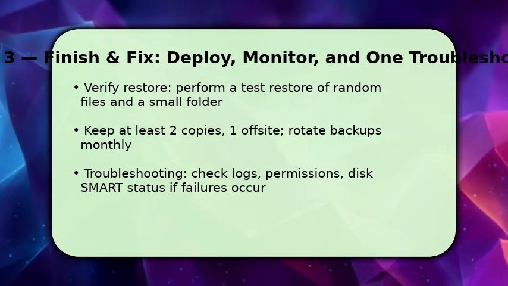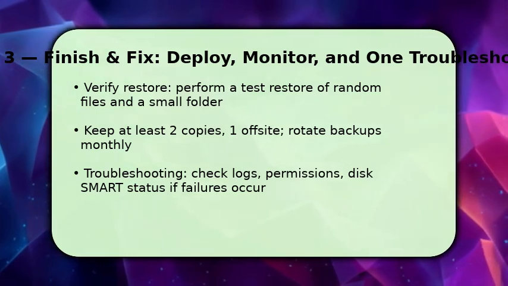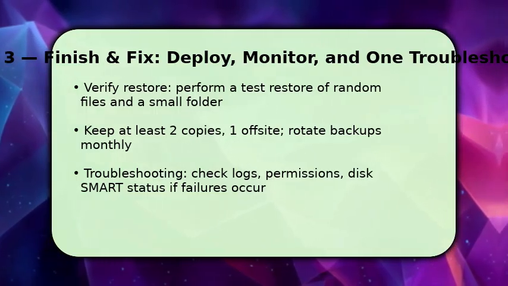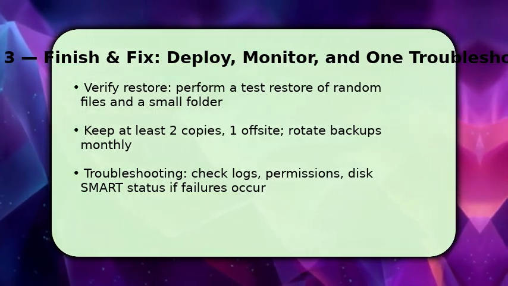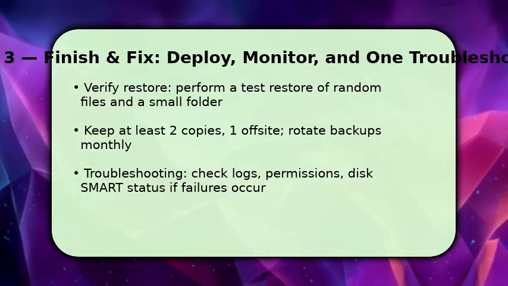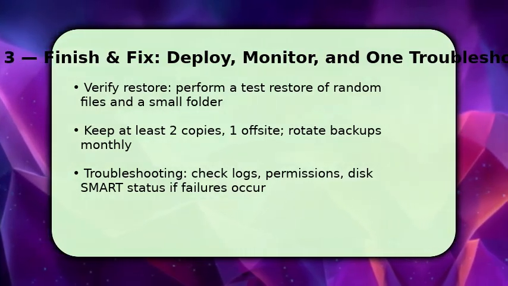Finish by validating what you saved. Perform a test restore of several random files and one complete folder to confirm integrity. Once confirmed, set a retention policy. Keep at least 2 copies with one offsite or cloud and rotate monthly to protect against hardware failure.